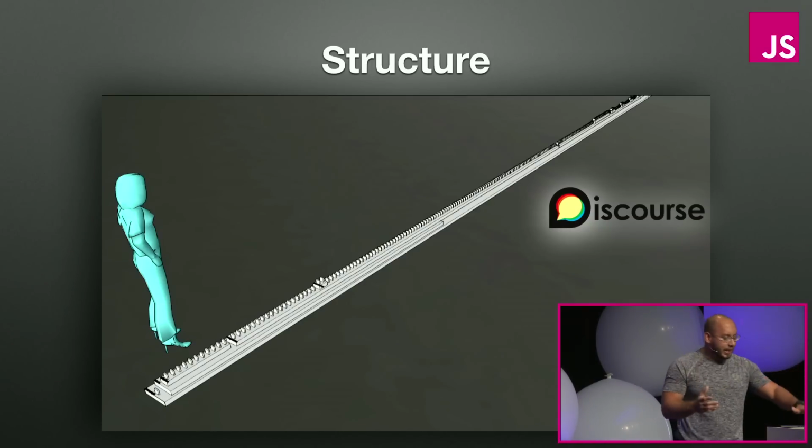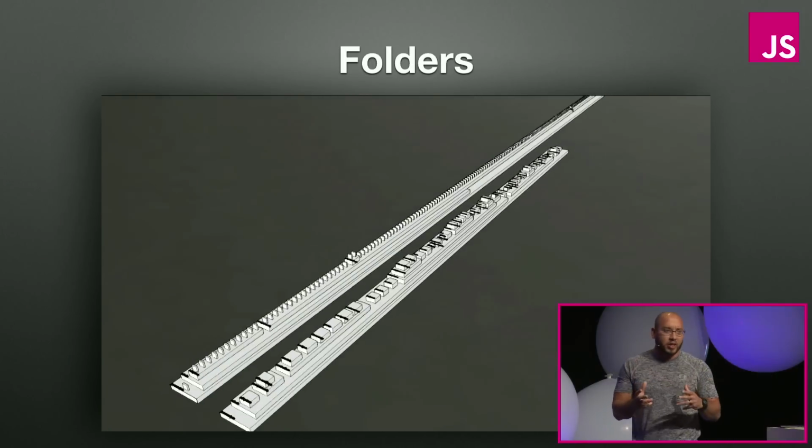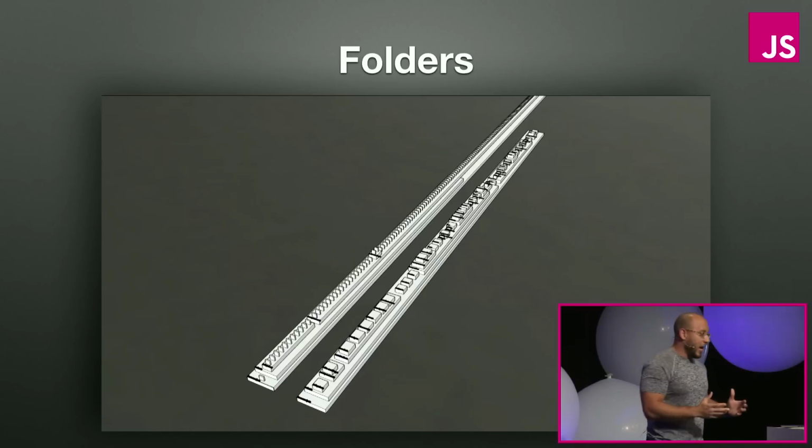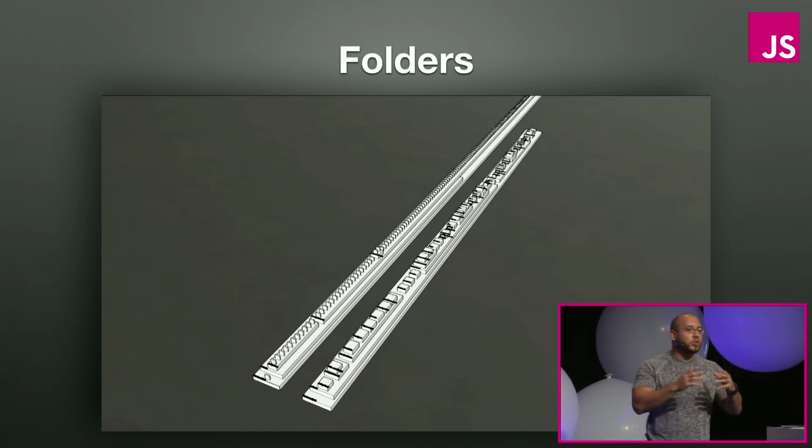So what else can we see? Can we gain any insight about the structure of our code beyond, okay, it's a big code base? So first, to do that, let's just look at the folders of the code.